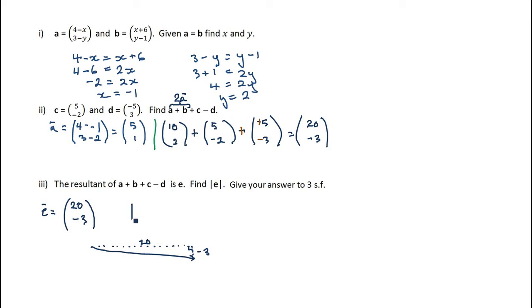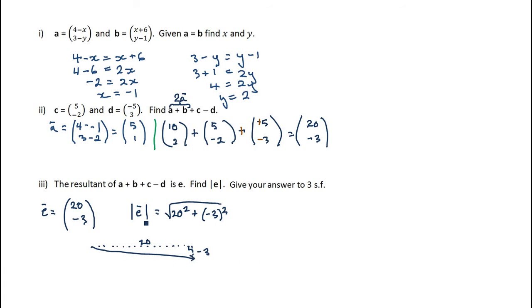So to find the modulus, the magnitude of e, we use Pythagoras. So it's the square on the hypotenuse. So the vector is represented by a hypotenuse here. Let me rub that out because it looks like another vector, but our vector here is the hypotenuse, so it's the square on the hypotenuse is equal to the sum of the squares on the other two sides. Okay, so it's going to be then the square root of 20 squared plus minus 3 squared, or just 3 squared.